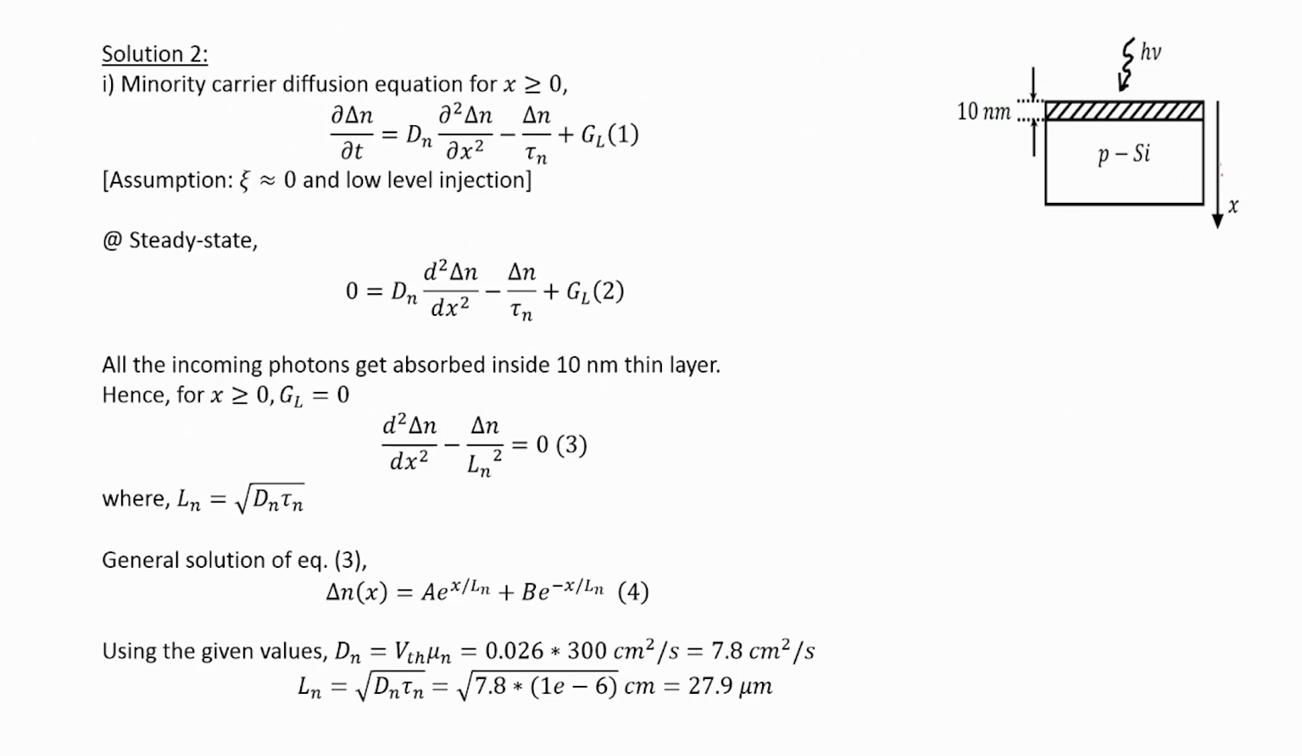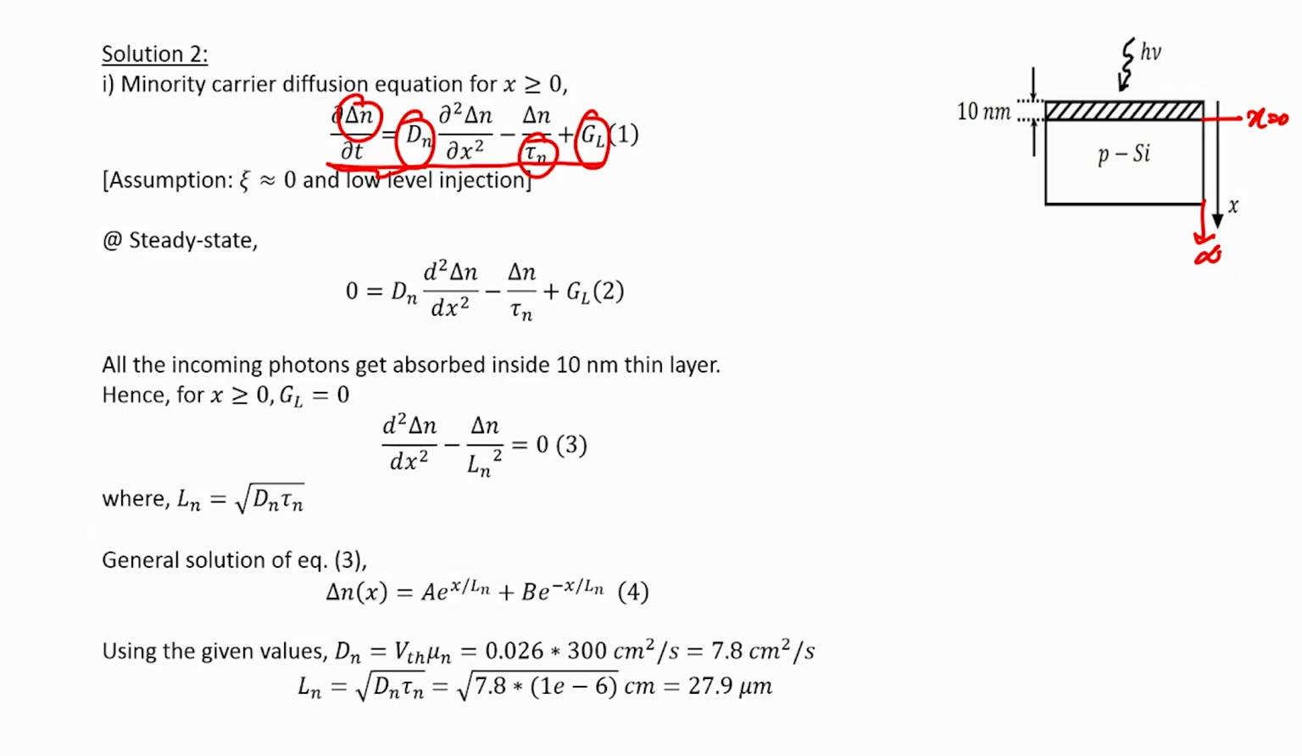In the first case where this x goes to infinity, in that case we can write down the minority carrier diffusion equation for x greater than equal to 0 as del n by del t is equal to Dn del 2 del n by del x square minus del n by tau n plus GL. So this is the first equation. Here del n is the excess minority carrier concentration, that is the electron concentration, and Dn is the diffusion coefficient, tau n is the electron lifetime, and GL is the generation rate.